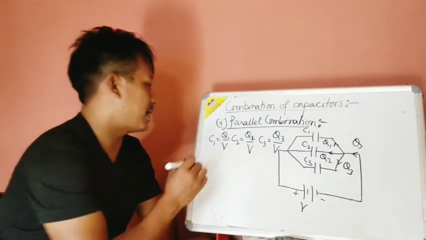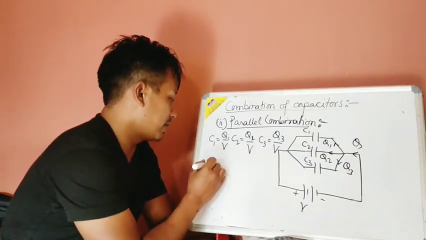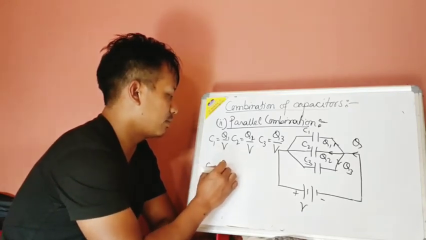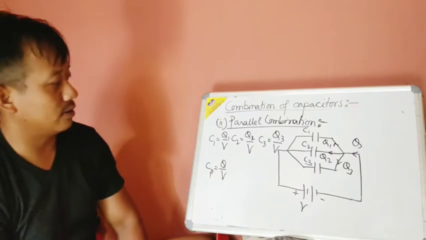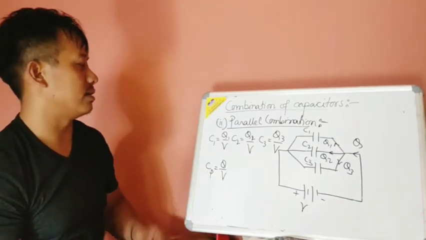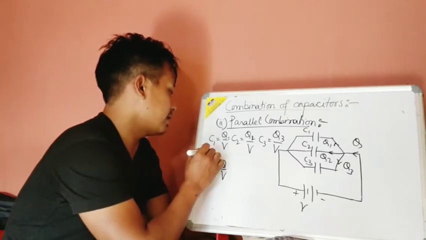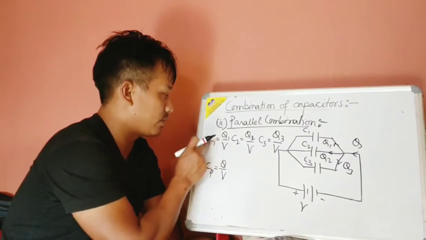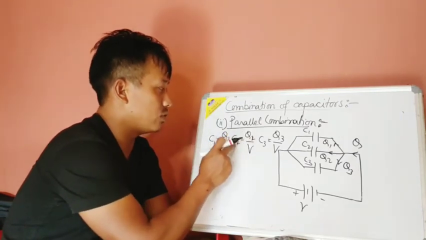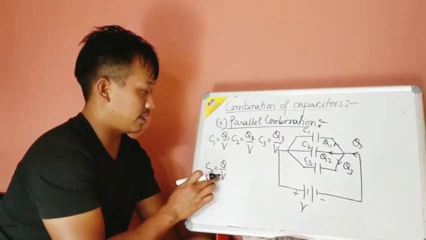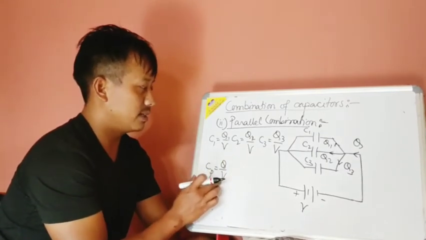Then the equivalent capacitance Cp will be how much? Total charge by total potential. So Cp is the equivalent capacitance of the parallel combination. Q1 will be C1V, Q2 will be C2V, Q3 will be C3V. How about Q? Q is Cp into V.